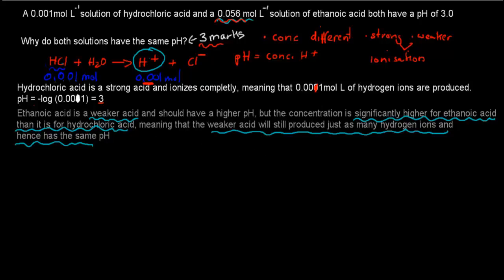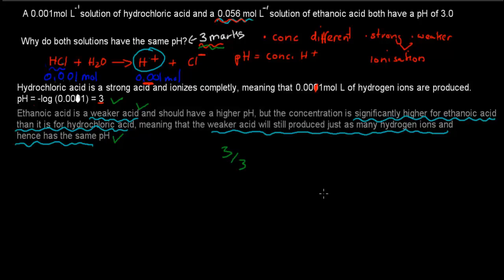So we get a point for mentioning the fact that hydrochloric acid is a strong acid and ionizes completely, and a point for mentioning that the ethanoic acid is a weaker acid, which means it doesn't ionize completely, and linking the difference in concentrations to it having the same pH. That'll get your mark as well. And overall, that will be worth 3 marks out of 3. So that was a 3 mark question.